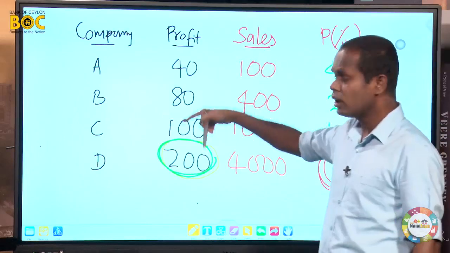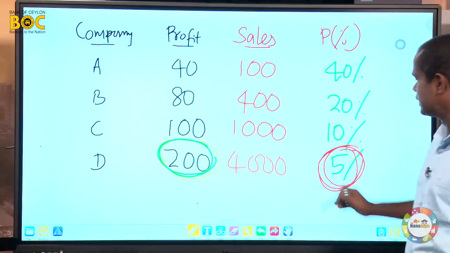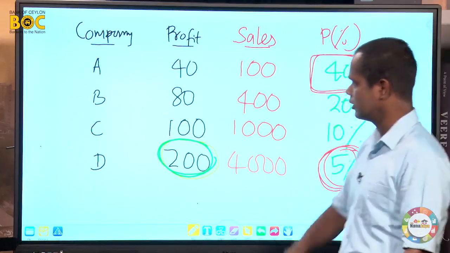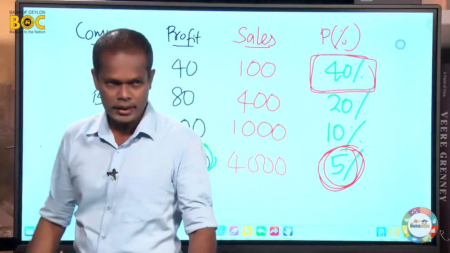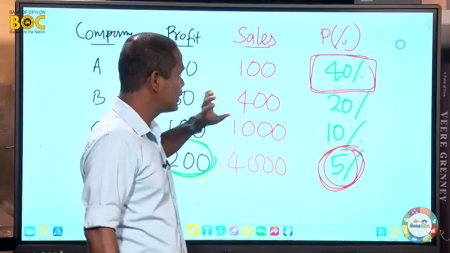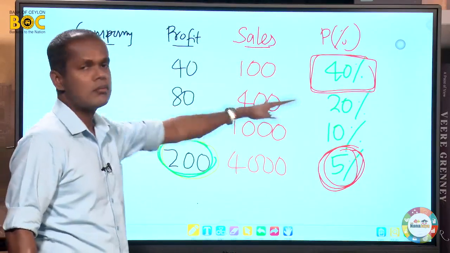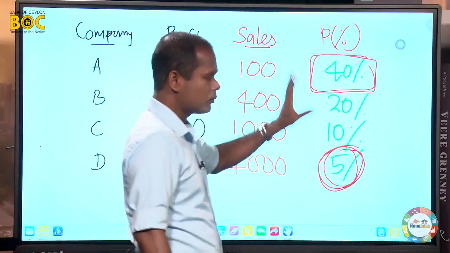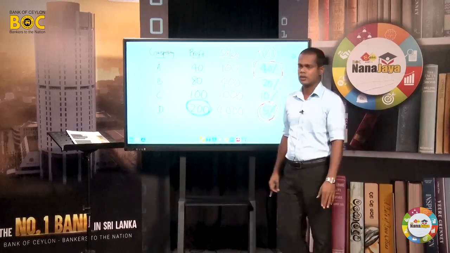Out of these four companies, the best company is company A. Why? It has generated this profit with a low amount of sales.